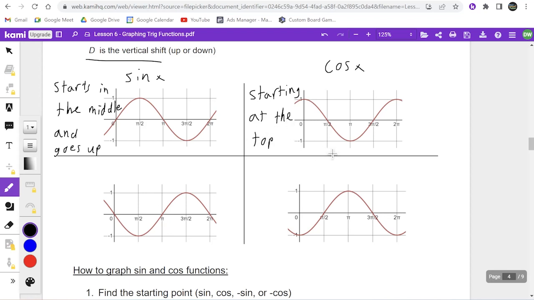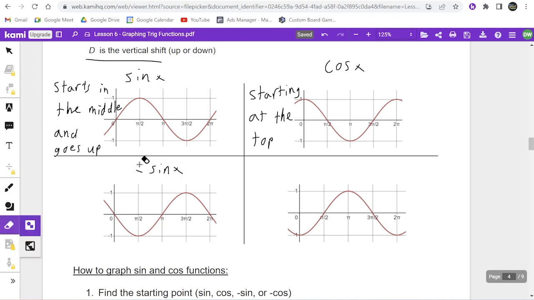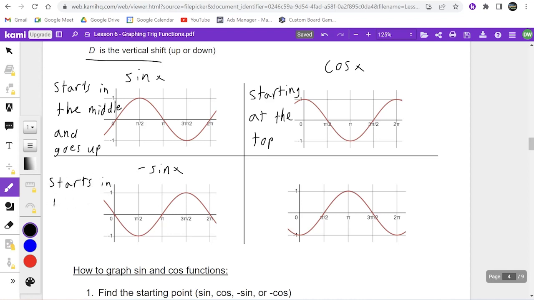Cosine will always start at the top, and once you start at the top, you don't go any higher, you're going to go down. So that's what cosine does. The next one, bottom left, looks very similar to the sine above, except it goes down. That's because this is negative sine x. Let me draw that better. This is negative sine x, and negative sine x is going to start in the middle and goes down. That's what negative sine does.